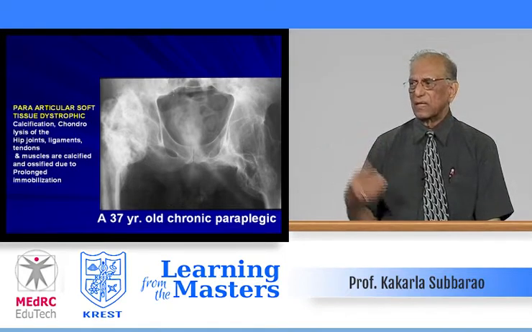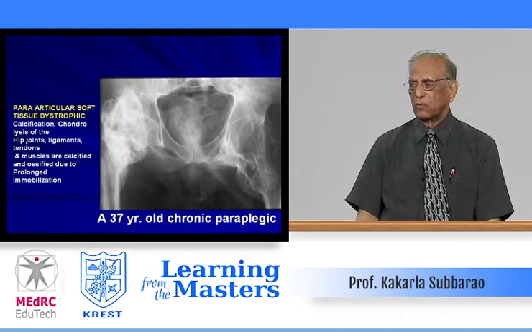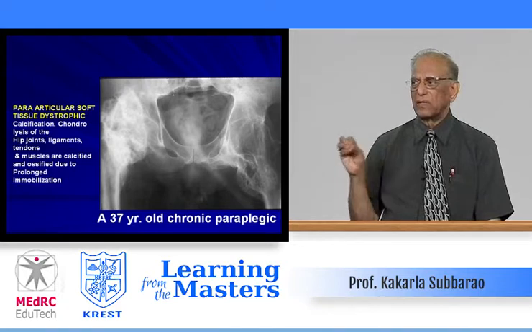Ligaments and tendons are calcified. Muscles are also ossified partly due to prolonged immobilization. This is all due to immobilization. You get dystrophic calcification and ossification, particularly the muscles and para-articular ligaments. Like a classical example, in a paraplegic, what are the findings you can get?